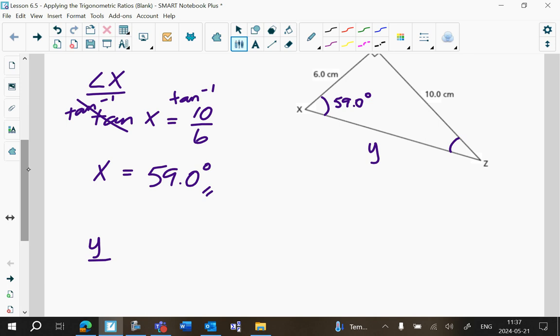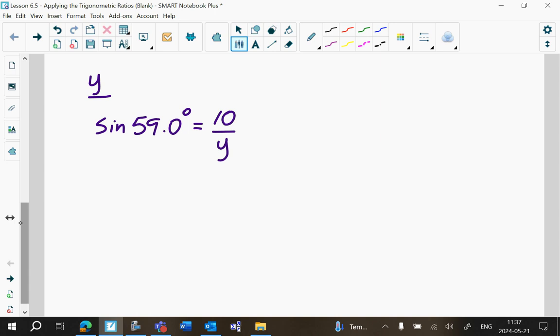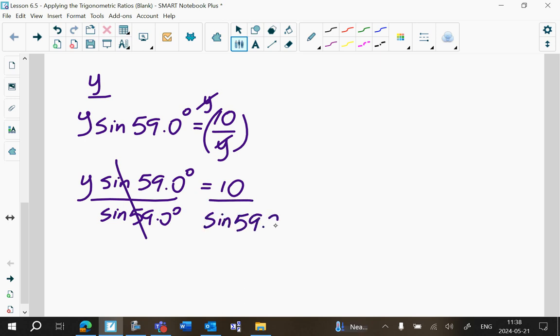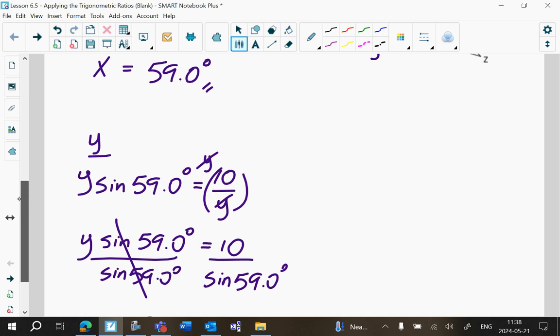So we're going to do sine 59, which means we have to do the opposite, which is 10, over the hypotenuse, which is y. All right. Sine of 59.0 degrees equals opposite 10 over our missing side. How do I solve this? Times by y. I'll get y sine 59.0 degrees equals 10. Divide both sides by sine 59. On my calculator, and when I round it to the nearest tenth, should be approximately 11.7. We have units. Yep, centimeters.